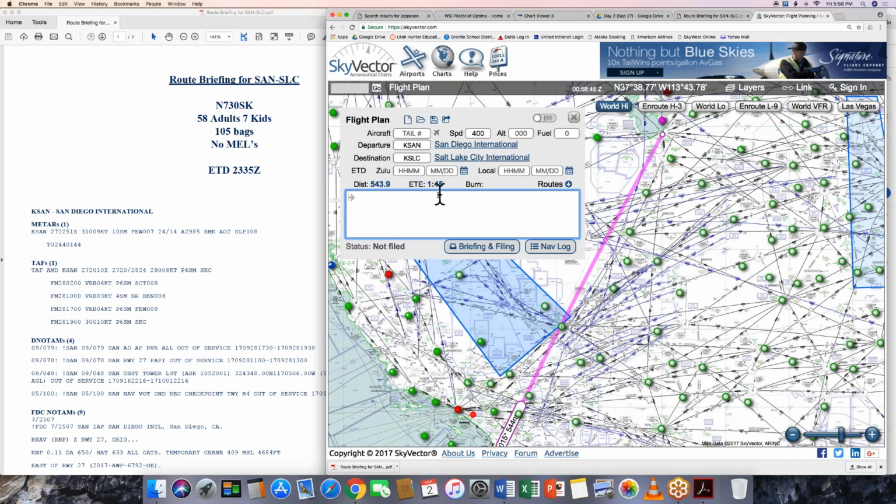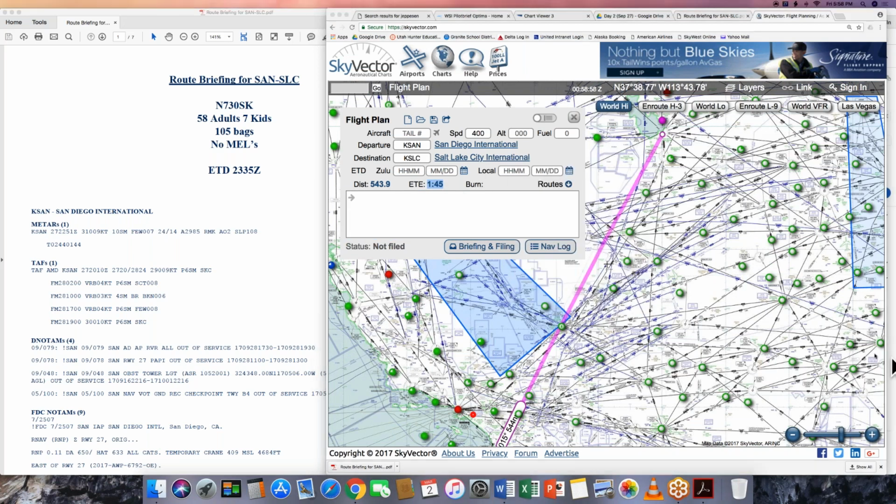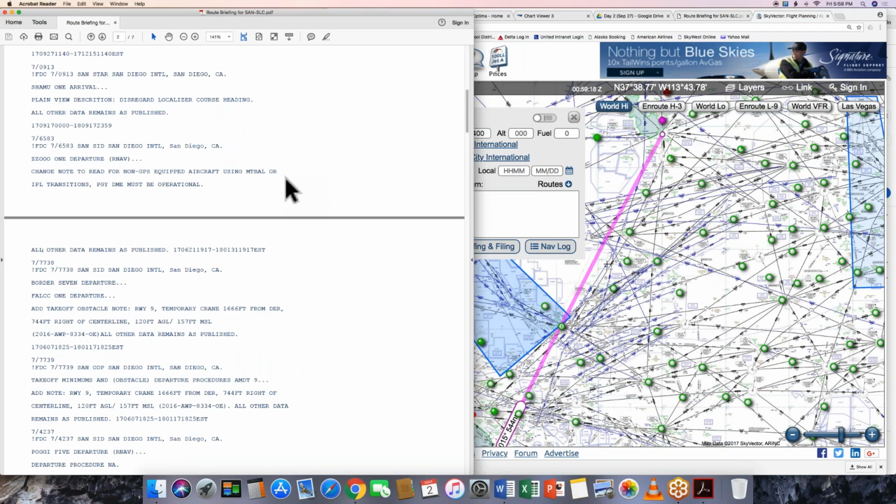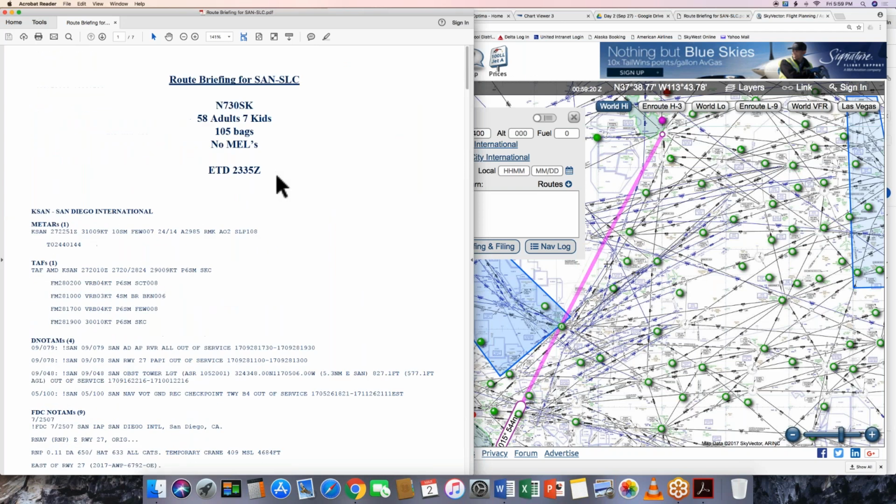So the way we figure out our ETA is we look at our en route time, 1 hour, 45 minutes, and then we add on our taxi out time. For this class, we'll always use 15 minutes. So what's an hour and 45 minutes plus 15 minutes? 2 hours. Good. Okay, so that being said, our ETA, we can go ahead once we've figured that out.